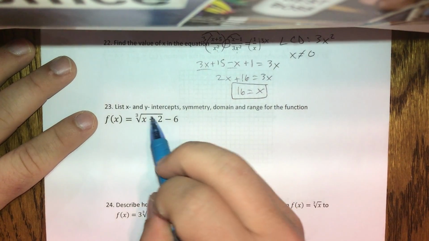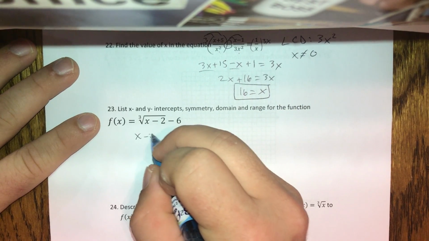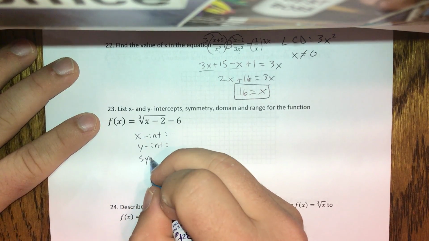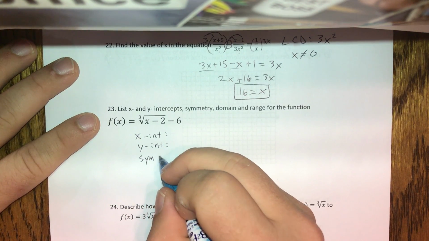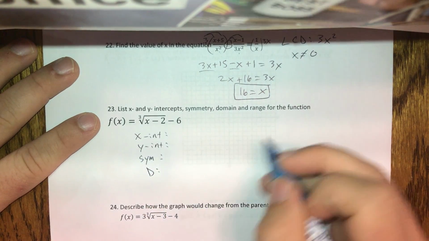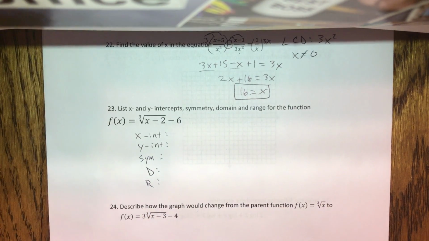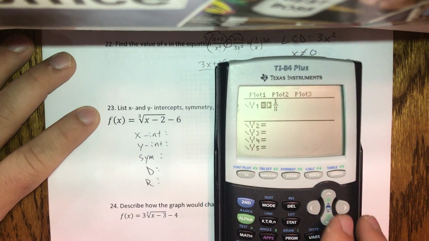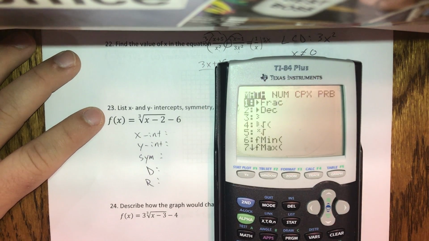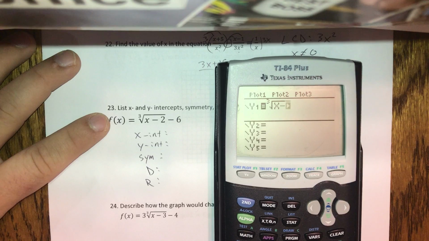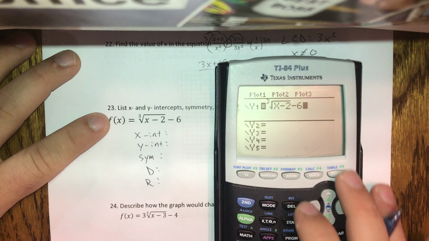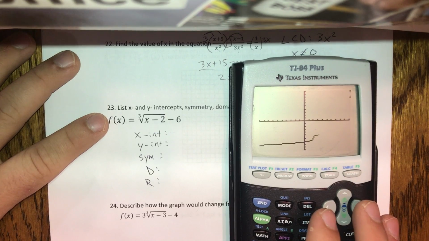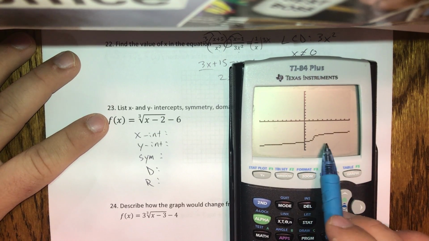Number 23, list the x-intercept, the y-intercept, the symmetry, the domain, and the range. Alright, so I'll just go ahead and graph it real quick just so I get a good picture of what it looks like. I think with graphing problems, it's always a wise idea, a good choice to graph things in your calculator, see what it looks like. And so there it is right there.